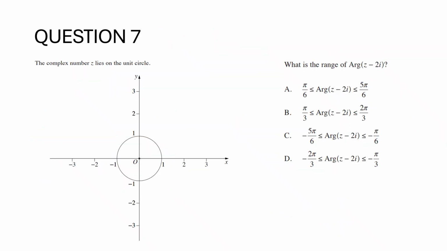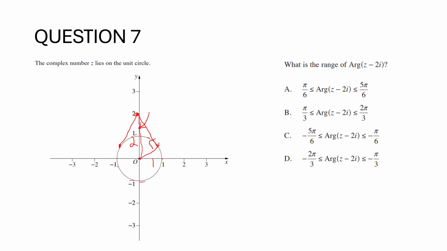Question 7. The complex number z lies on the unit circle. What is the range of arg of (z minus 2i)? Okay, so that means coming from here and going towards z, and z lies somewhere on here. Now we're only interested in the extremes, and that would be when this is tangent to the circle, there and there. And we want to work out this angle in here. If I draw up that radius, we know that's right angles. So that's 2 there, 1 there.